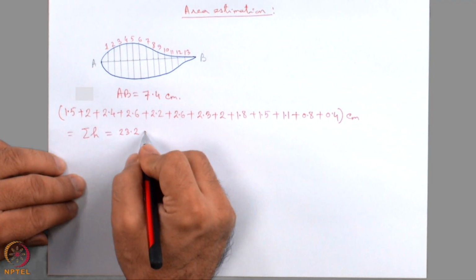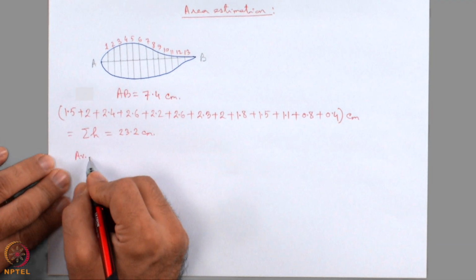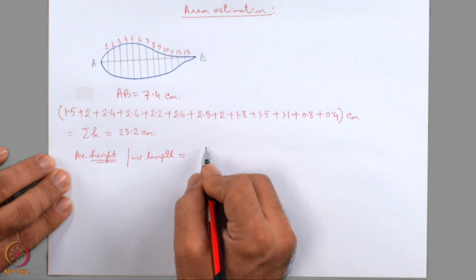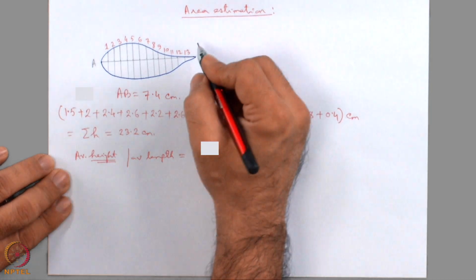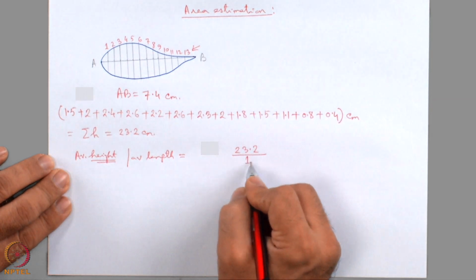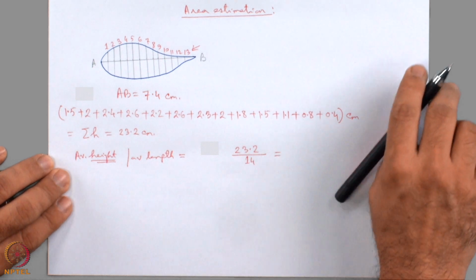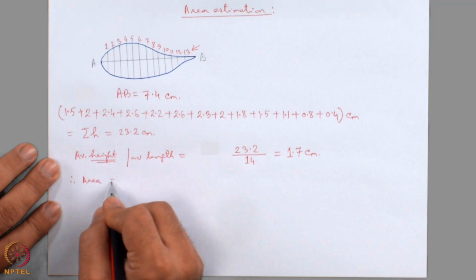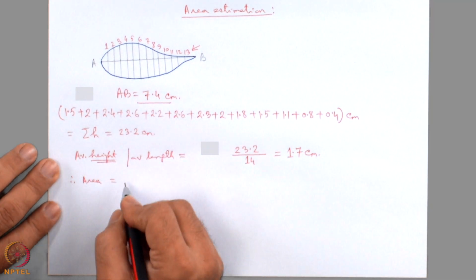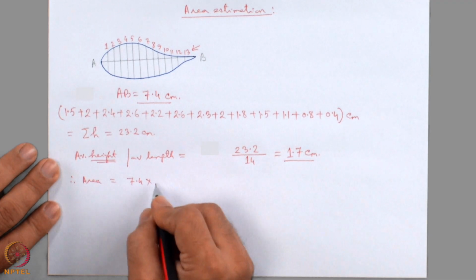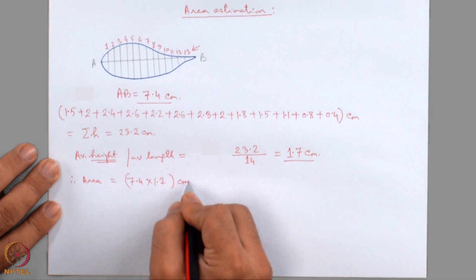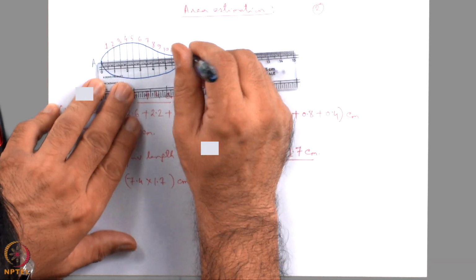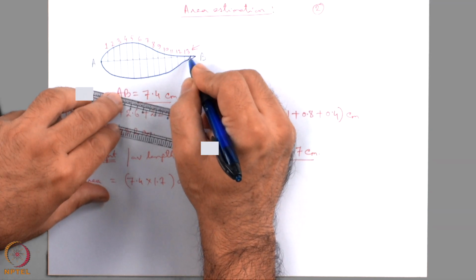23.2 centimeter. Therefore, the average height, or better to say average length, is equal to 23.2 divided by, there were 13 lines considered. So, 13 plus 1 is equal to 14, and it is 1.7 centimeter. Therefore, the area is equal to the AB length 7.4 centimeter multiplied by 1.7 centimeter, which is 12.6 centimeter square. A correction in my figure, I am taking point B over here.